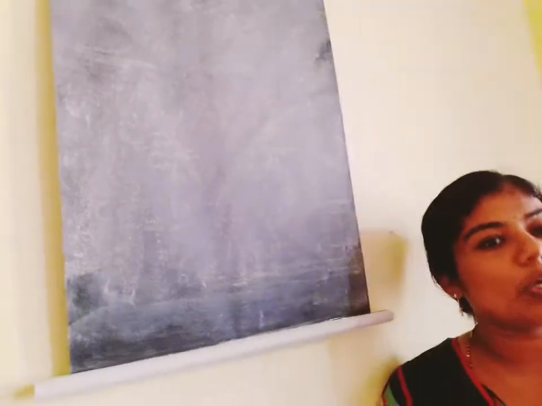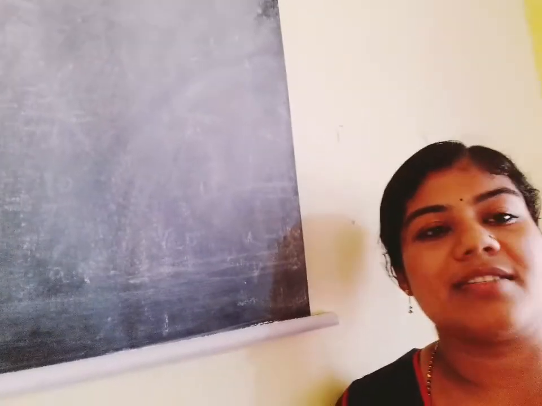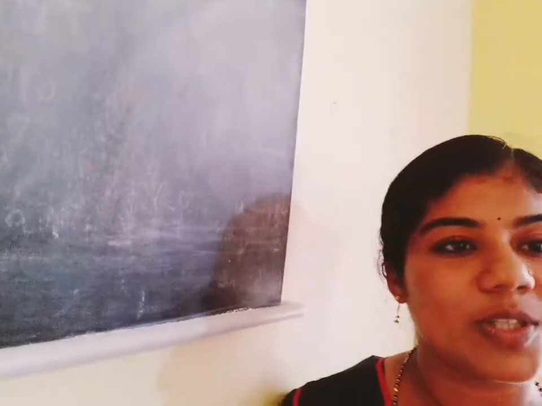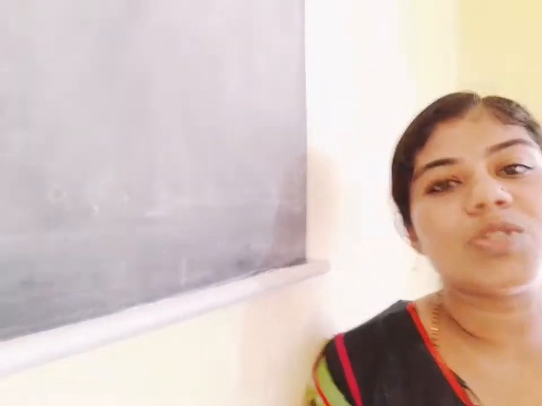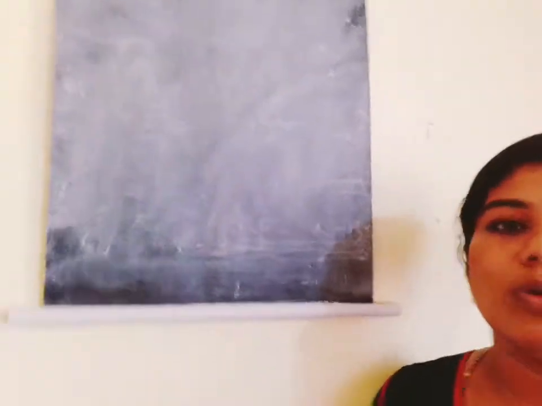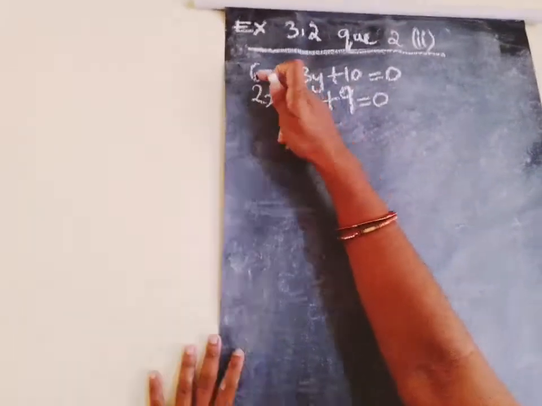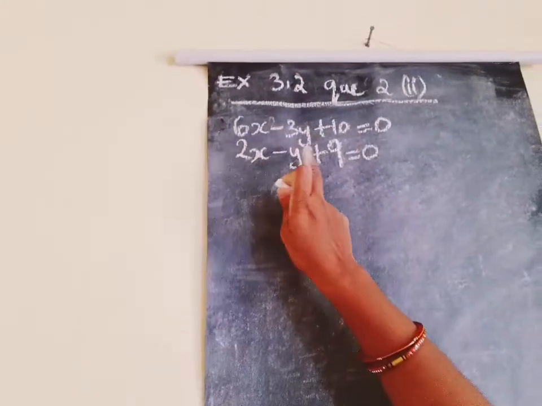Now we can move to the standard form. We hope you all have understood the standard form and the cases also. So what is the standard form? a1x plus b1y plus c1 equal to 0, a2x plus b2y plus c2 equal to 0. So we can compare both the equations. Shall I move to the board? As we know, this is a1, b1, c1, a2, b2, c2.